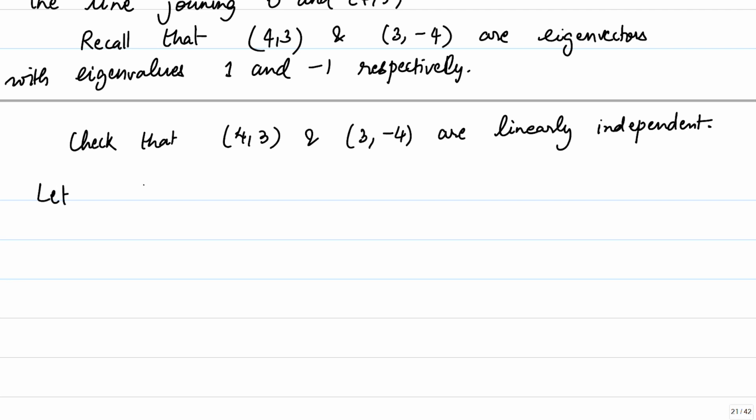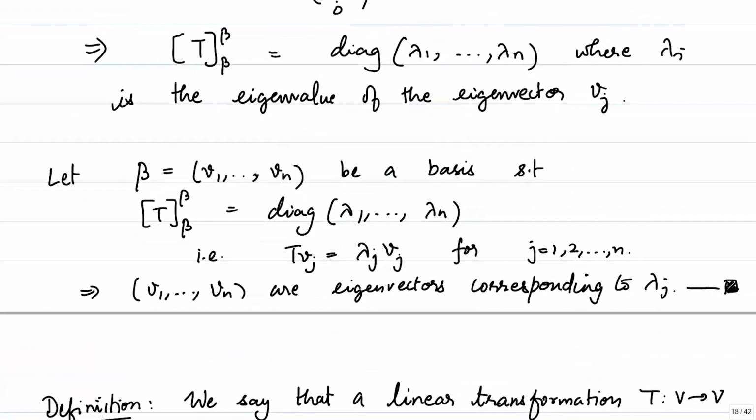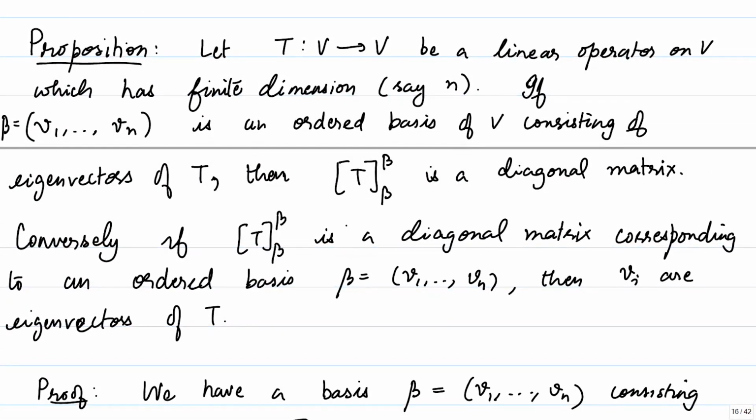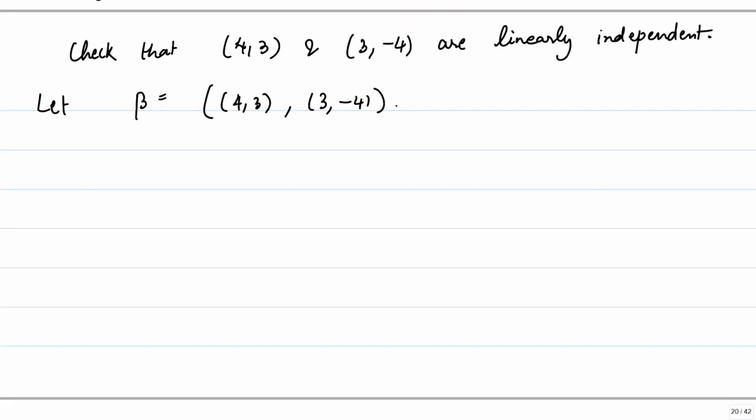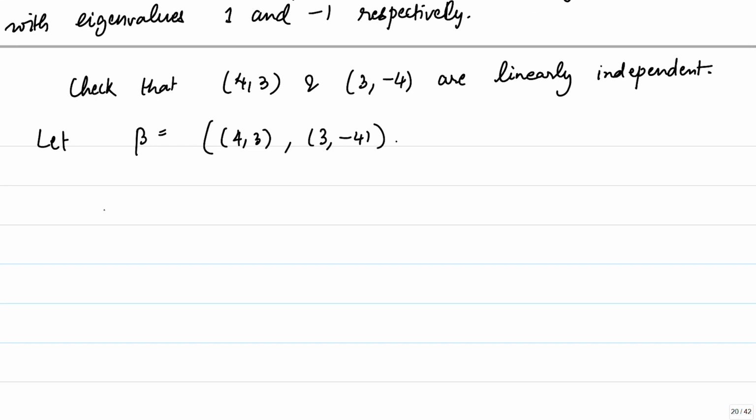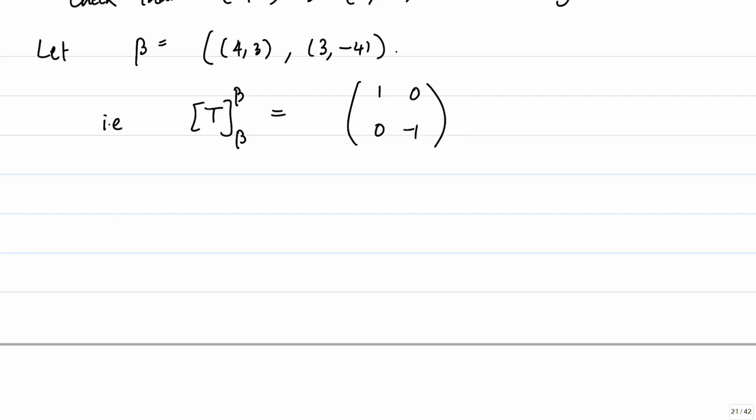So, let beta be equal to the set {(4, 3), (3, -4)}. Let us jump up to look at what we did prove as a proposition. We have obtained a basis of eigenvectors of T. So, this means that the matrix of T with respect to beta is [[1, 0], [0, -1]]. So, this particular form is quite nice.